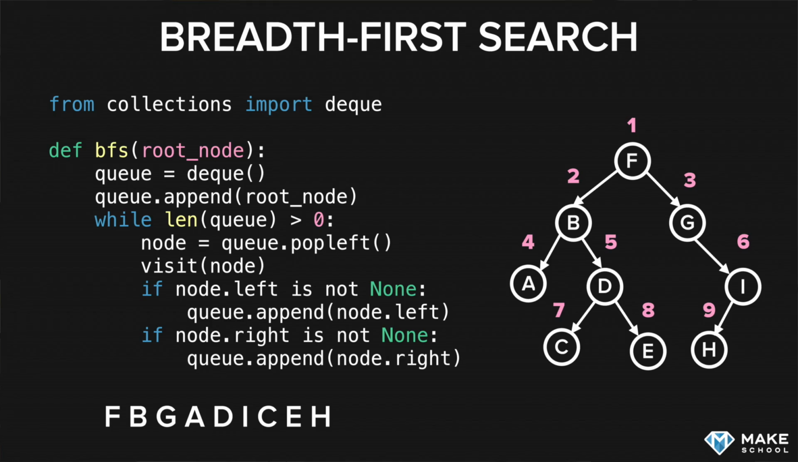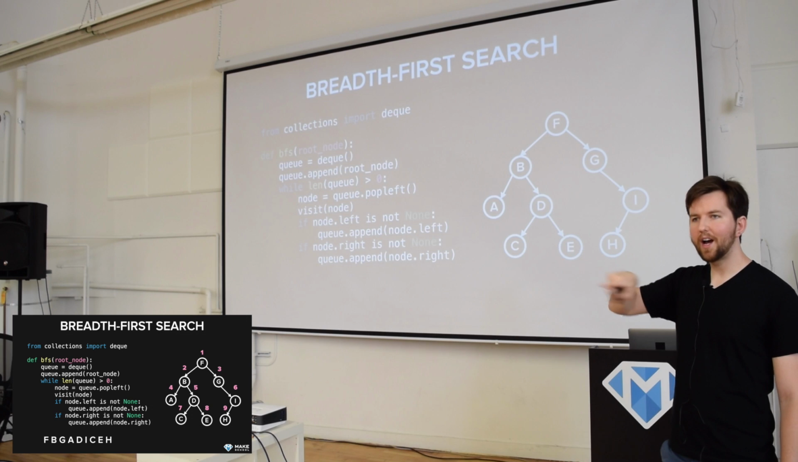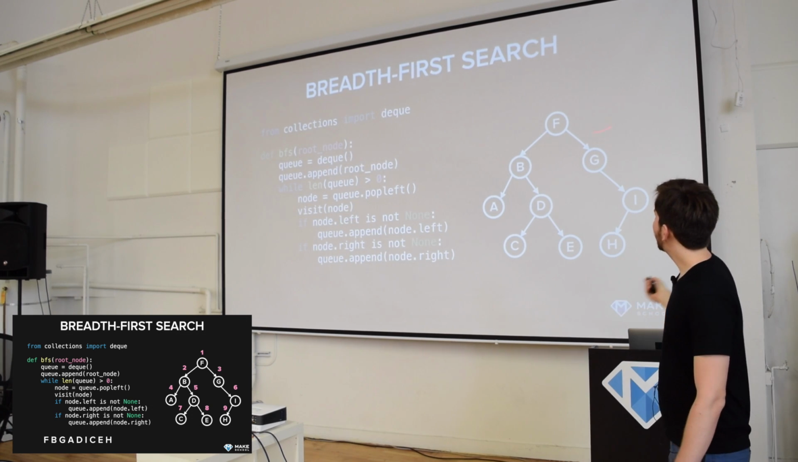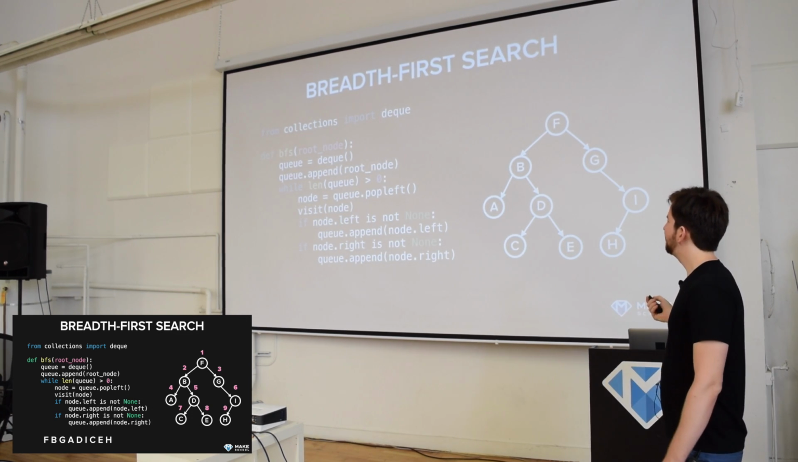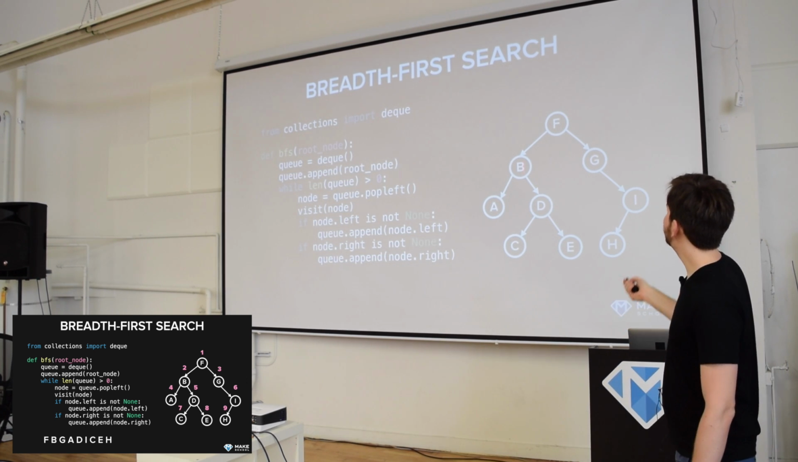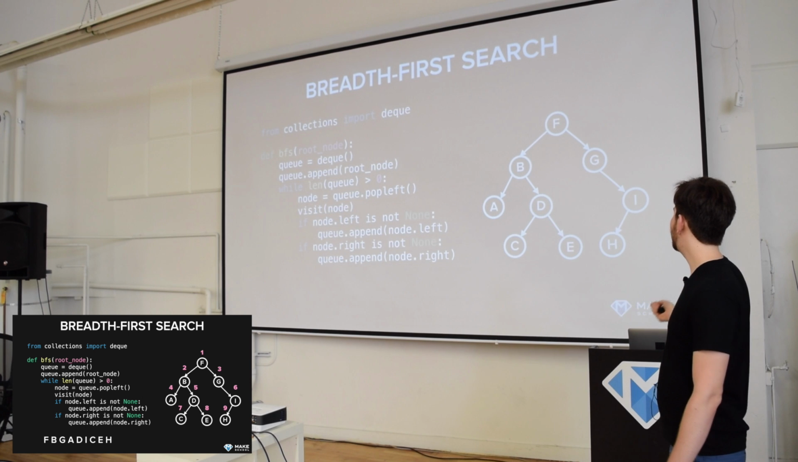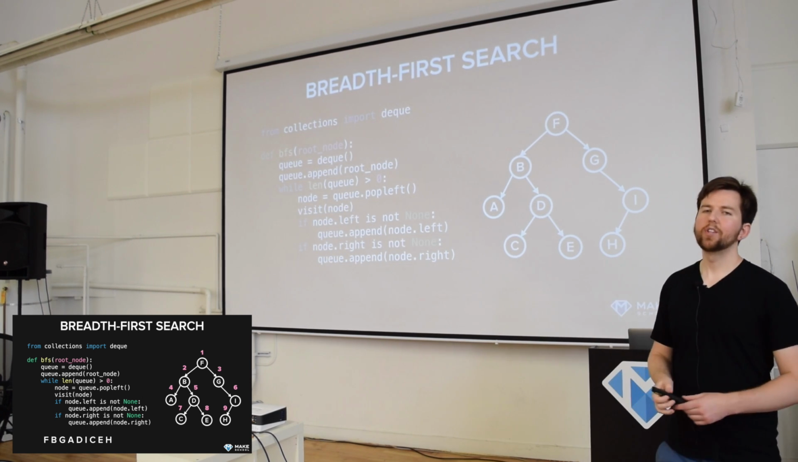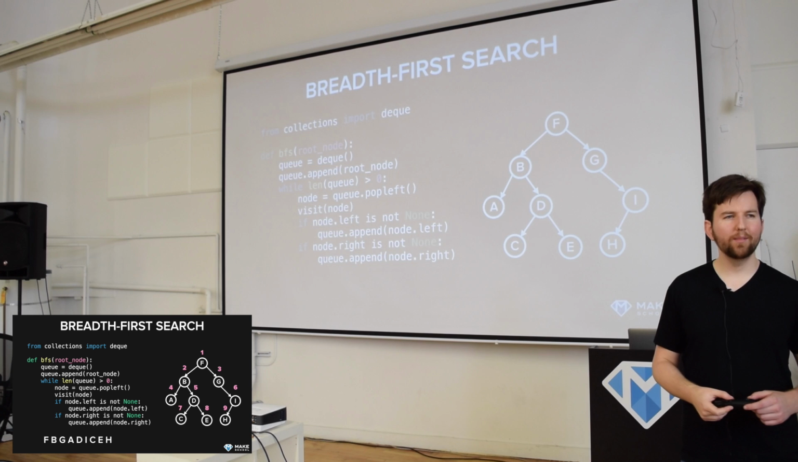All right, so let's talk about breadth first search. Breadth first search is different. Instead of actually navigating the tree following the hierarchies, we're going to navigate level by level. Spoiler alert, this one we're going to print out F, then B, G, then A, D, I, then C, E, H, level by level. That's kind of cool, but then the question is, how do we possibly do that?